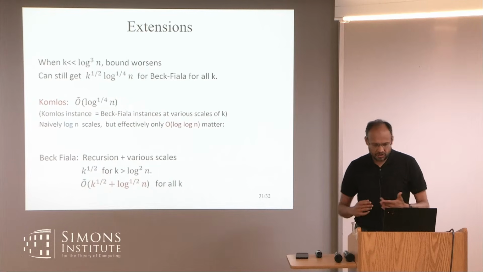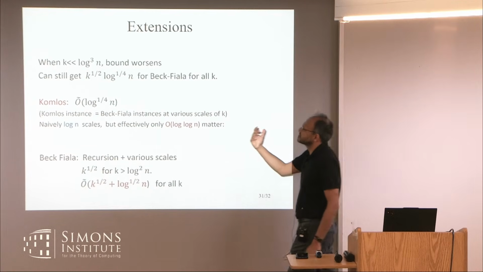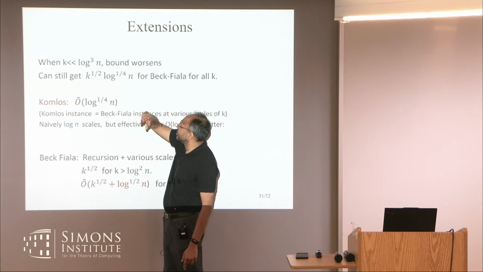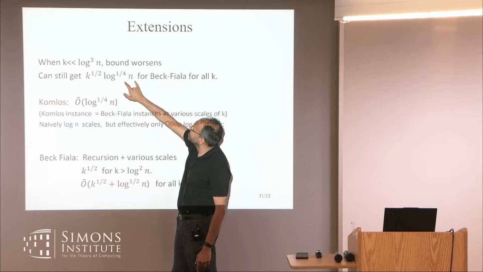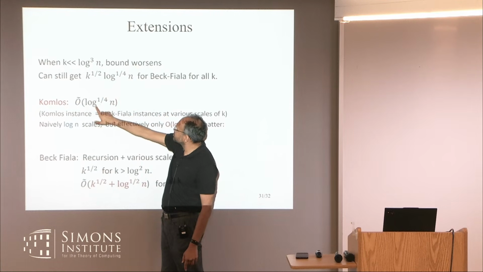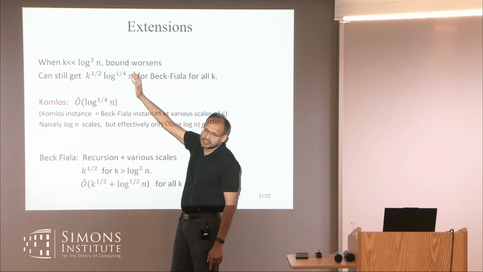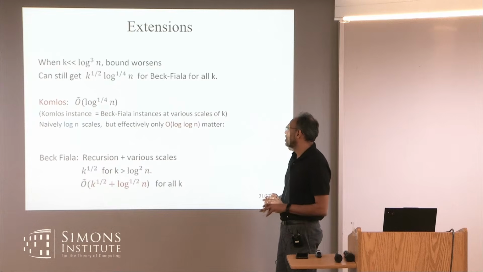And if you just use this nice naive idea, when k is bigger than log cube n, it already gave you only log loss. But then it becomes worse if k is small, but you can still extract this, which gives this for Komlós. You can think of Komlós as different scales of Beck-Fiala, different scales of k.